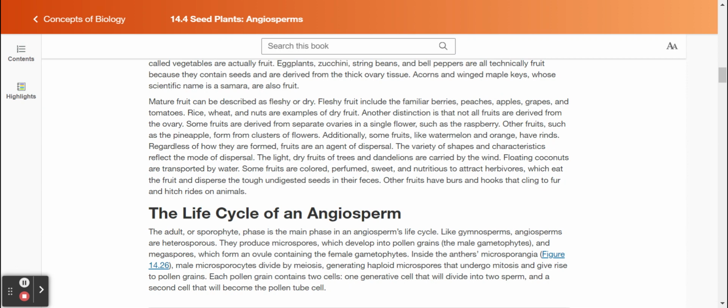Regardless of how they formed, fruits are an agent of dispersal. The variety of shapes and characteristics reflect the mode of dispersal. The light, dry fruits of trees and dandelions are carried by the wind. Floating coconuts are transported by water. Some fruits are colored, perfumed, sweet, and nutritious to attract herbivores, which eat the fruit and disperse the tough, undigested seeds in their feces. Other fruits have burrs and hooks that cling to fur and hitch rides on animals.